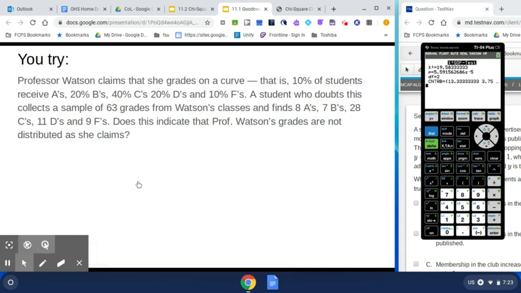Okay, here is another example. Why don't you guys try this one? So read through it, see if you can go through those 6 steps for the chi-squared goodness of fit test for when it follows a distribution, and then unpause the video to get the solution.